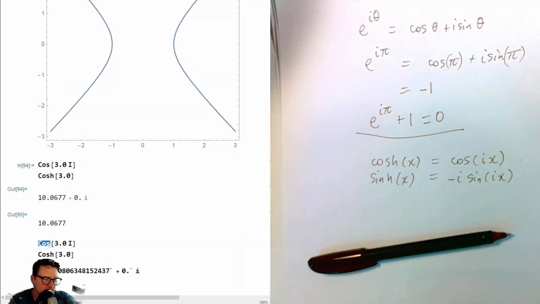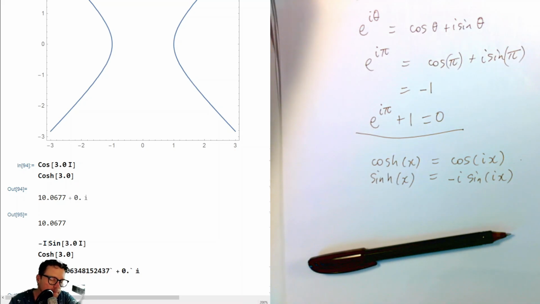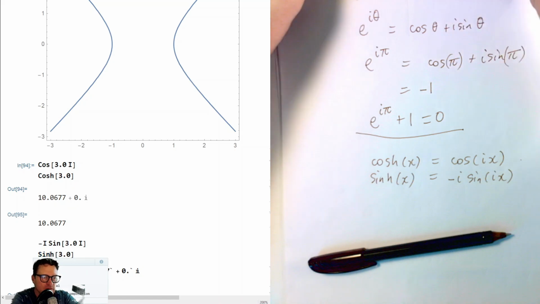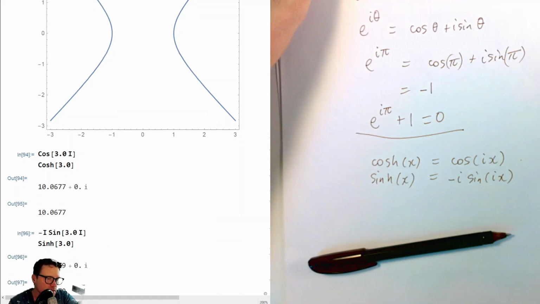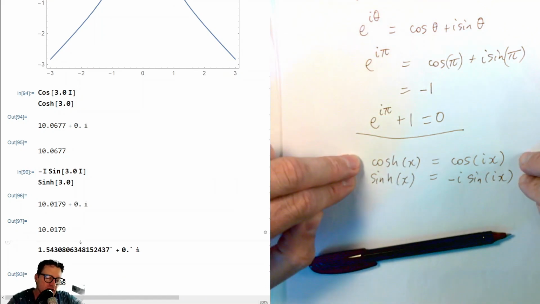I'll change this to sinh, and then there should be a minus i in front of it. And then this should be sinh. Okay, yes, we get the same number. So we have these two identities here.